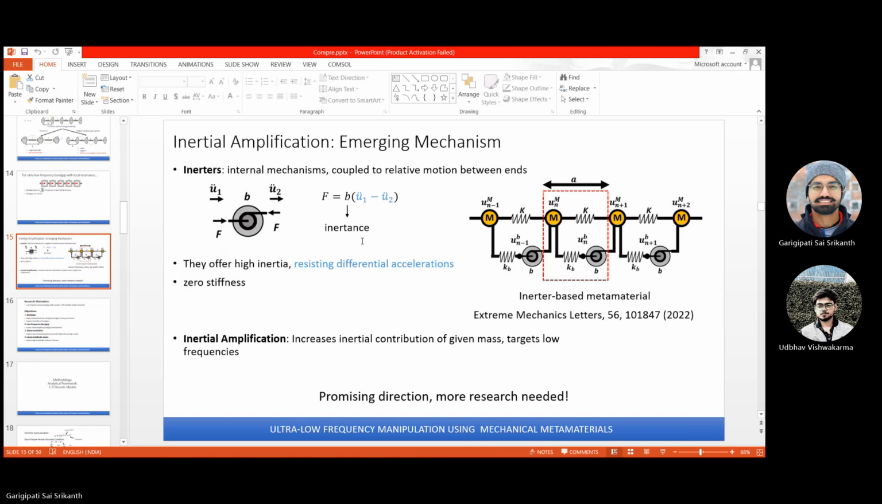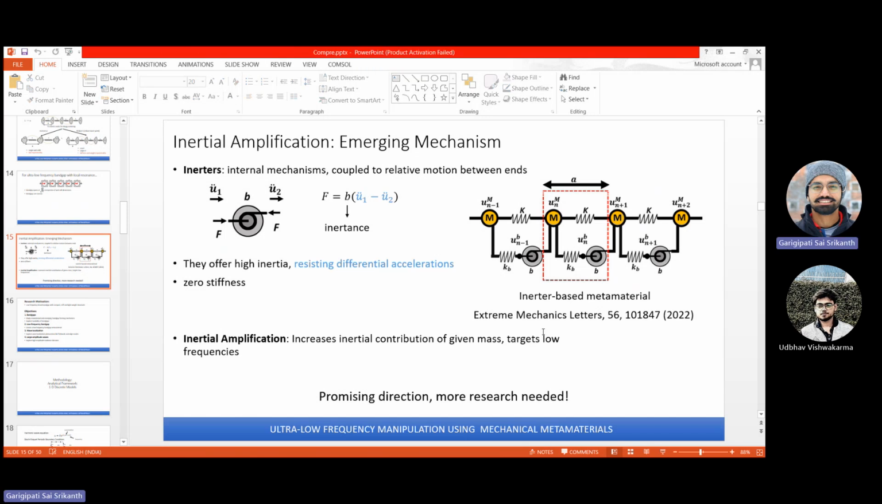So inerters are typically also used in vehicle suspensions and things like that. But what are we doing here? Here we are trying to incorporate that inside a unit cell. So this is again a very important paper. We'll cover this.